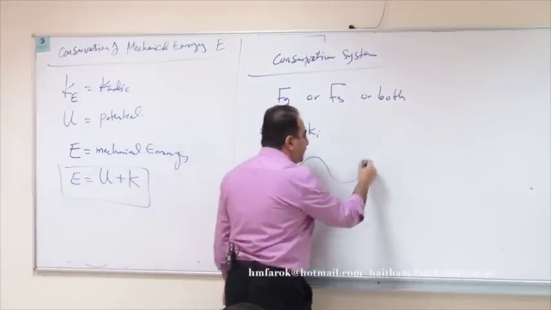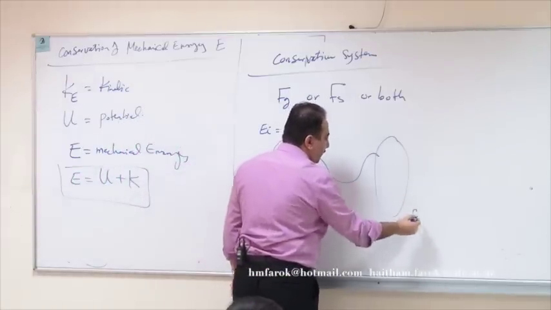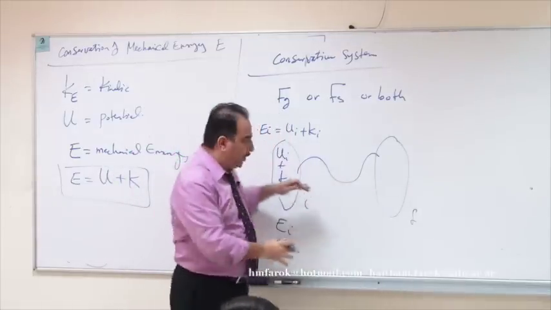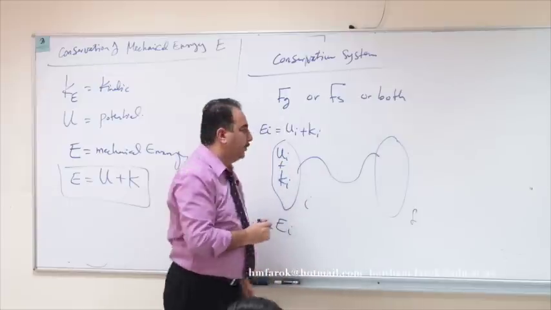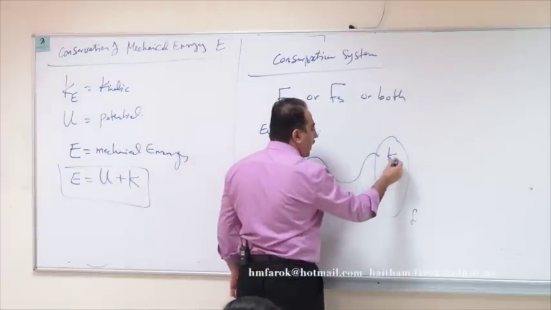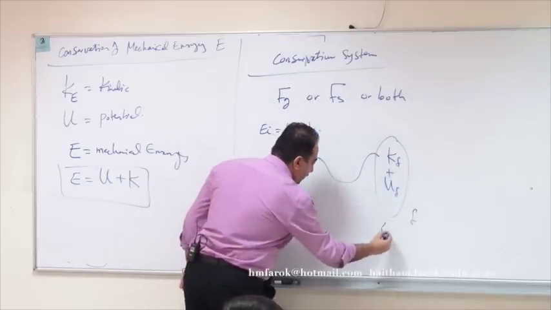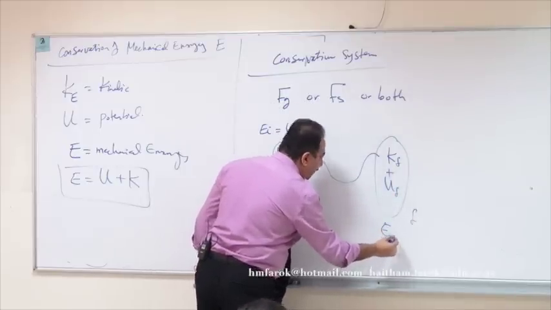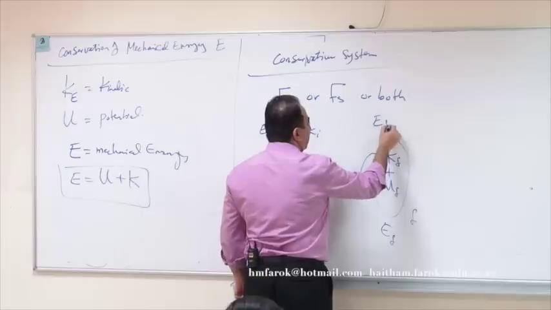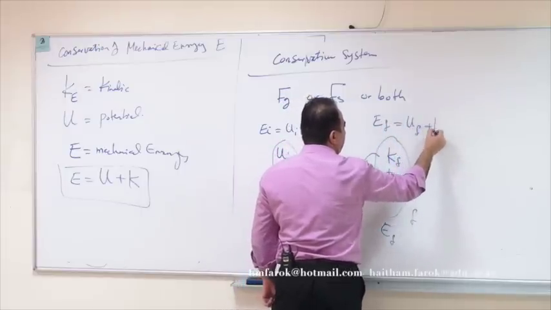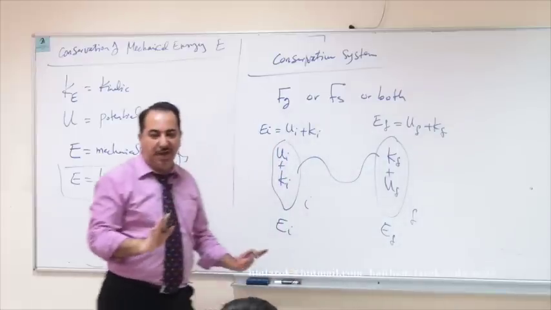Now, if the system changed to a final state, not like you're moving, but initial state, final state of the system, what do I have finally? I have final kinetic, final potential. If I add them, I get the final mechanical energy. Now, this is general.